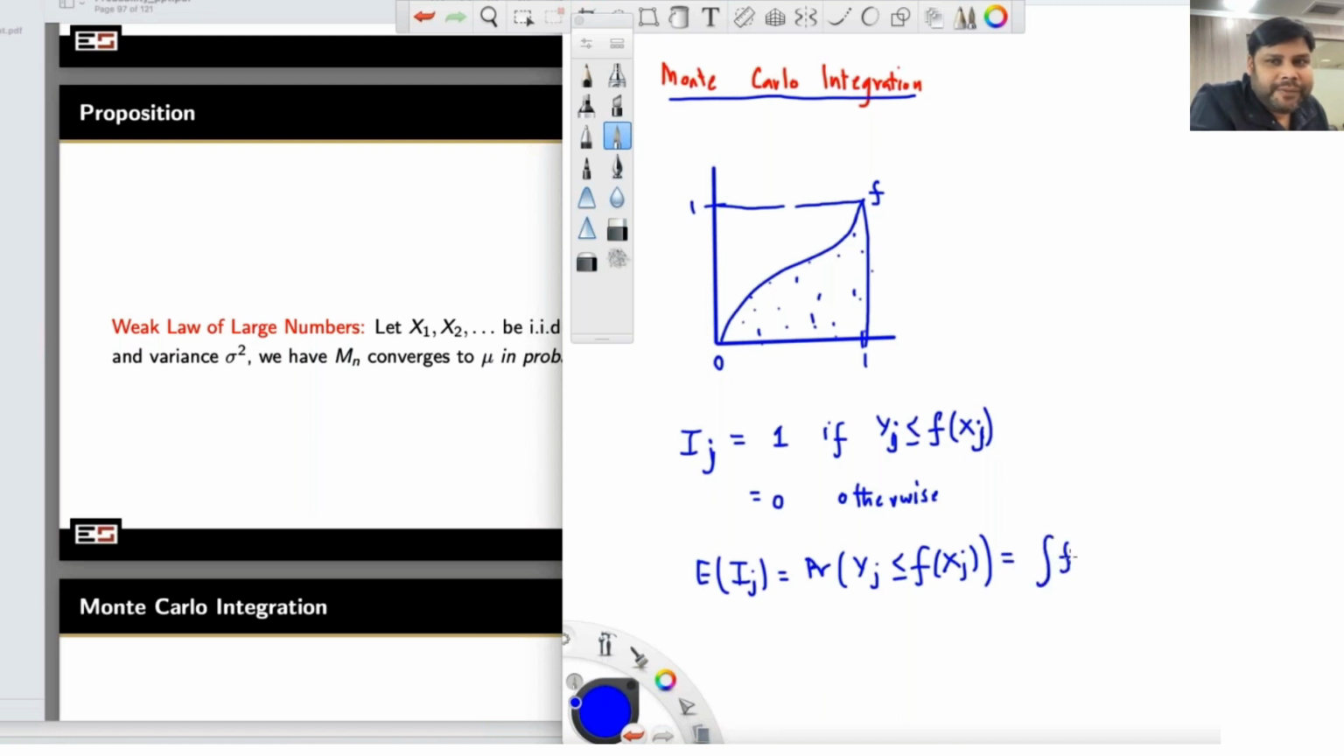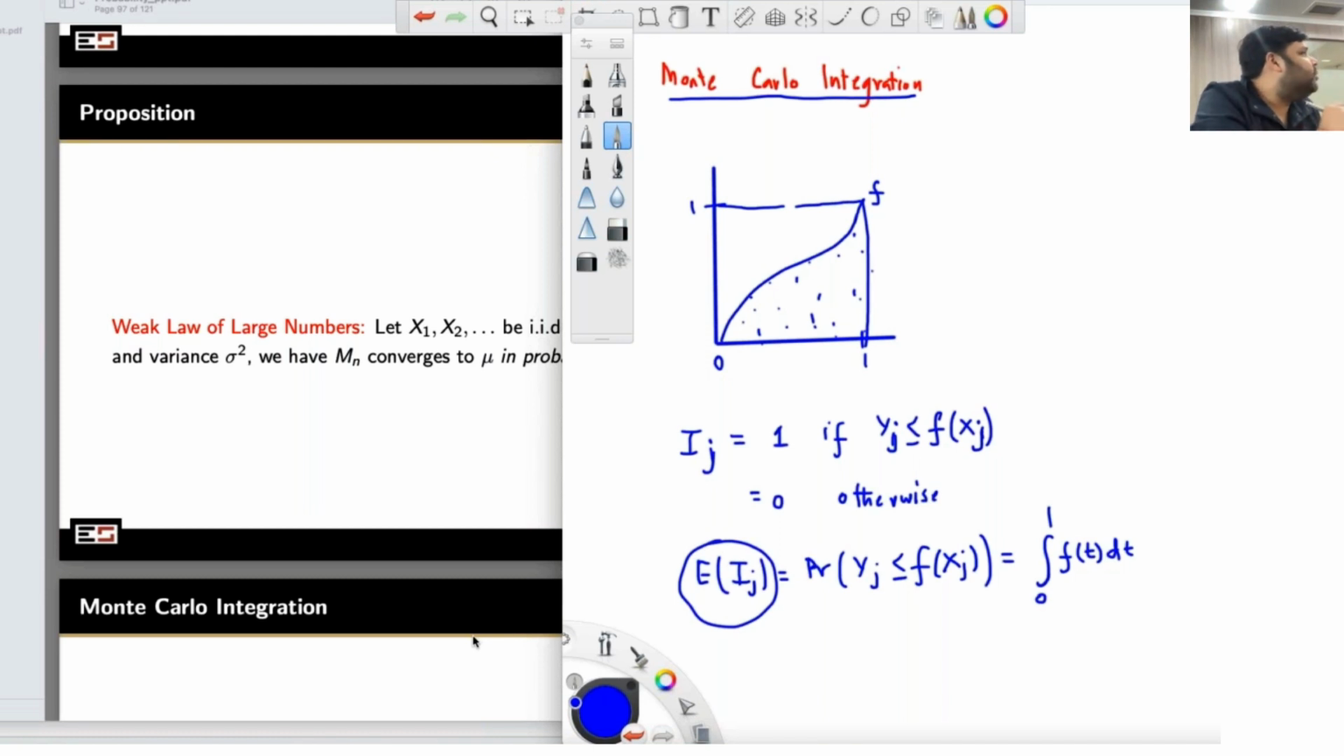It's the integral of f(t) dt from 0 to 1. I'm interested in finding this area. And that's what I'm interested in finding. So I'm interested in estimating this.